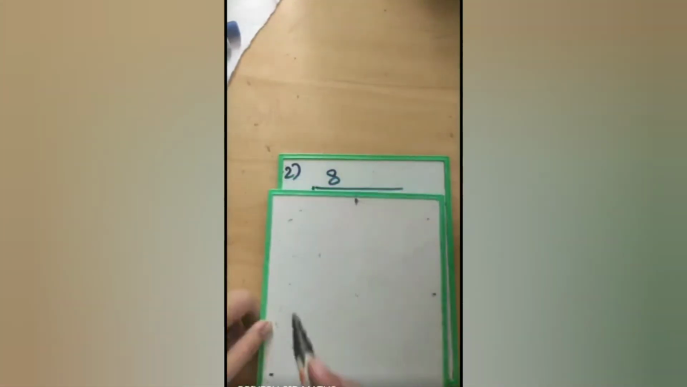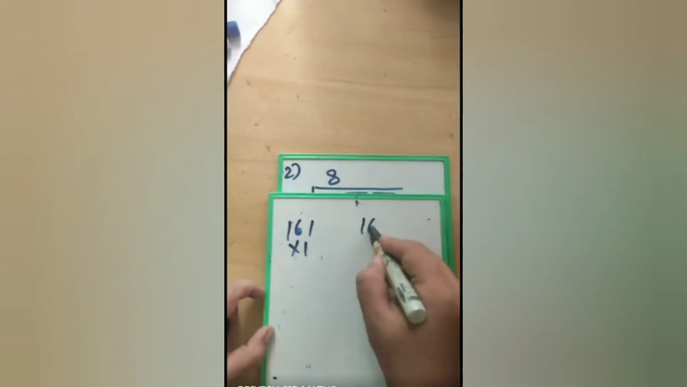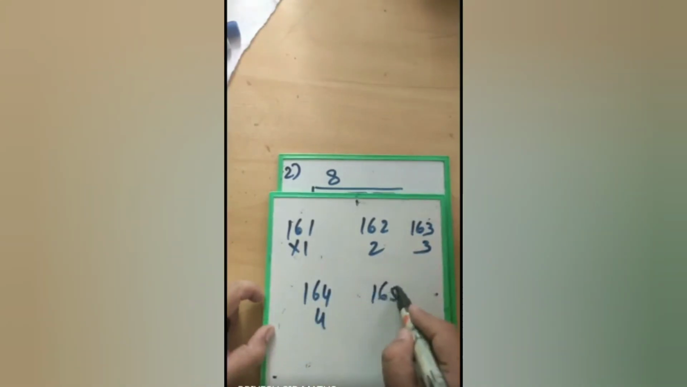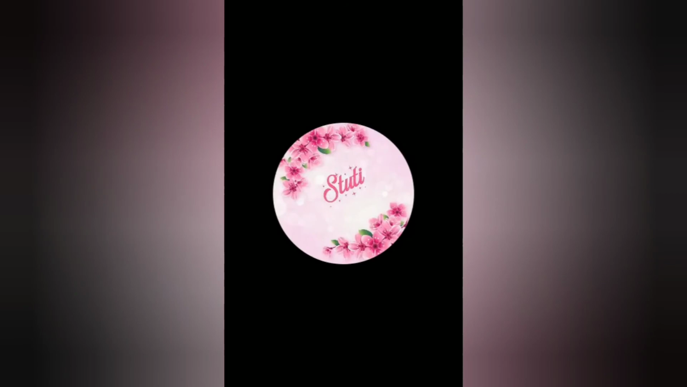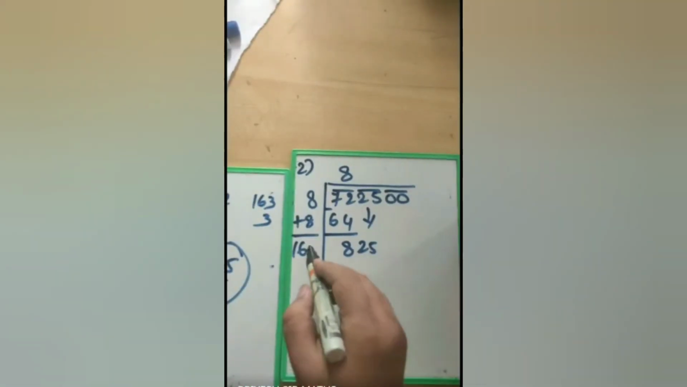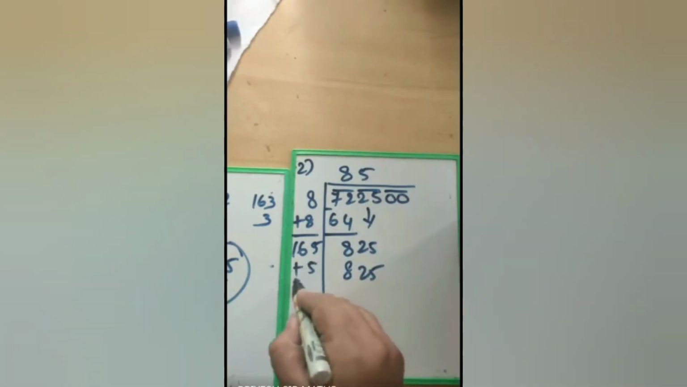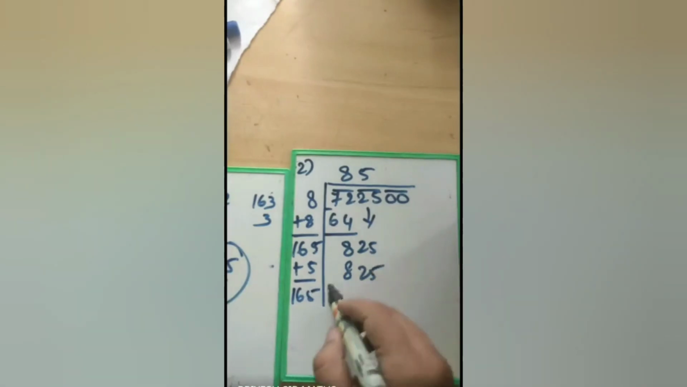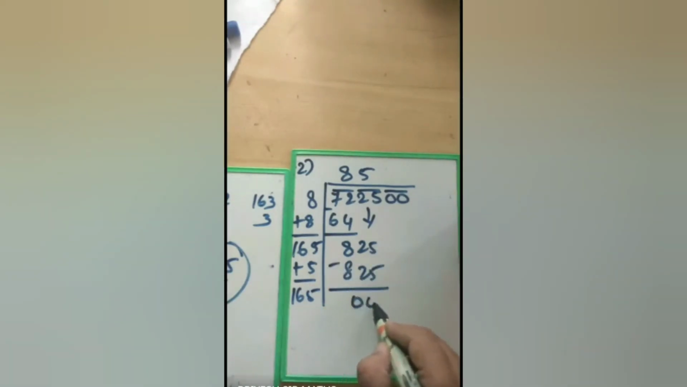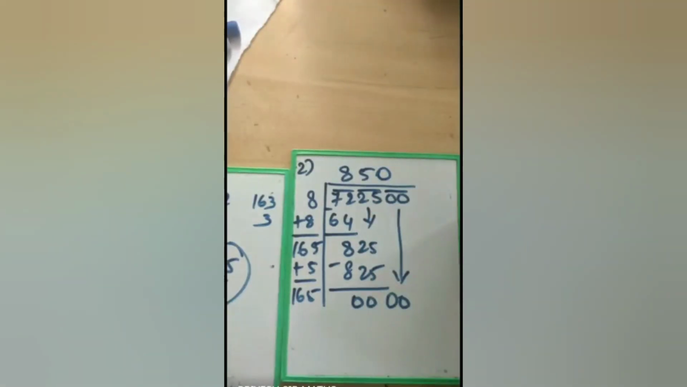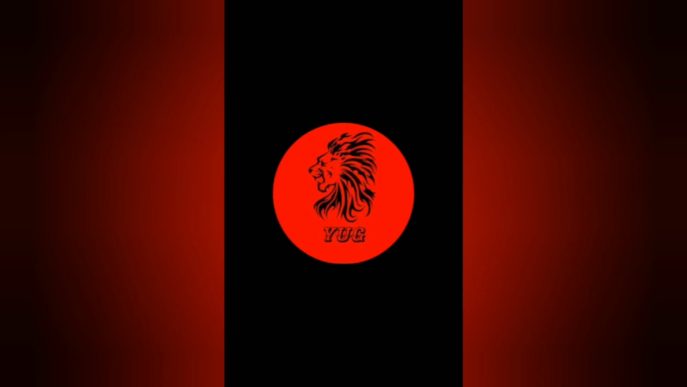Obviously 161 ones are 161, 162 twos are 324, 163 threes are 489, 164 fours are 656, 165 fives are 825. 165 is correct. So we can take 5 over here. 165 5s are 825. Here you add 5, it becomes 170. Here you subtract, you get 0, 0, 0, 0. Sir, it is 170, you have written 165.